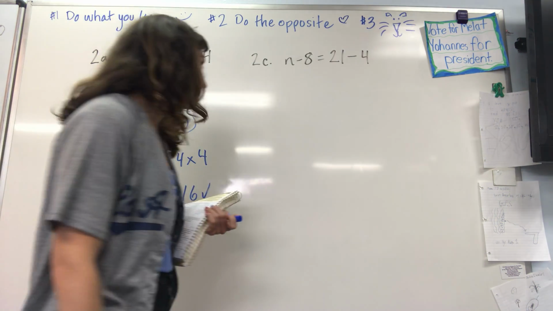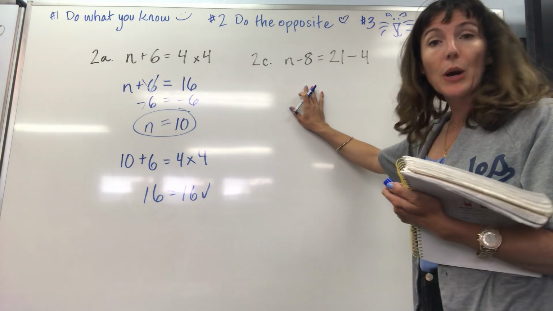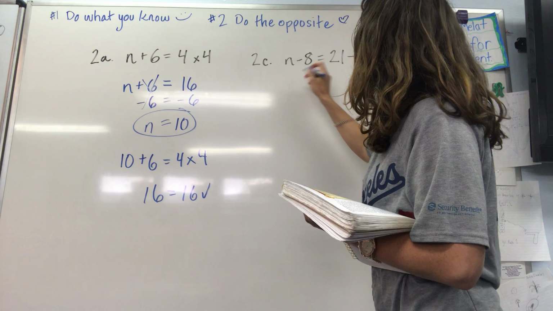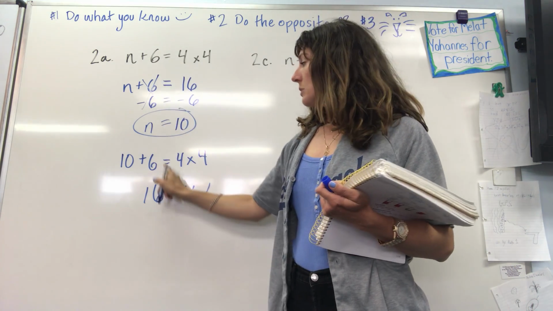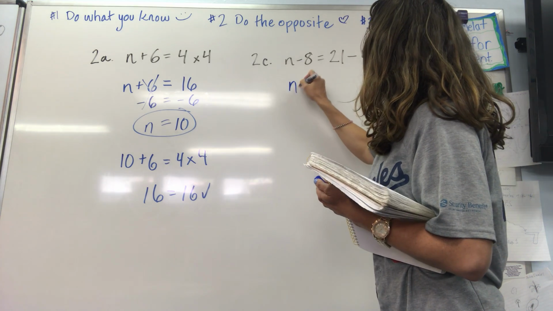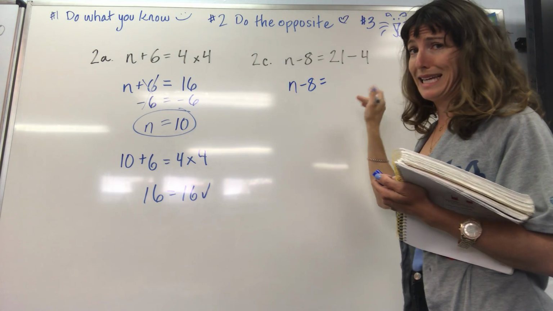2C. Number 1, do what you know. Do I know what n minus 8 is? No, I don't. So I just copy it, and I make sure all my equal signs are lined up. Okay. N minus 8 equals, and then 21 minus 4, I think that's 17.